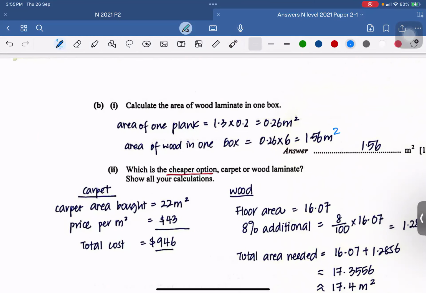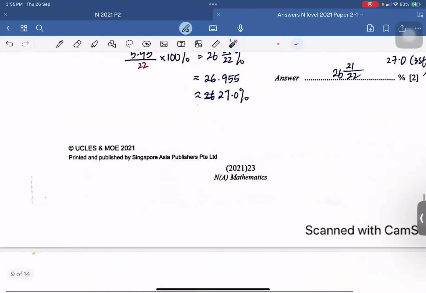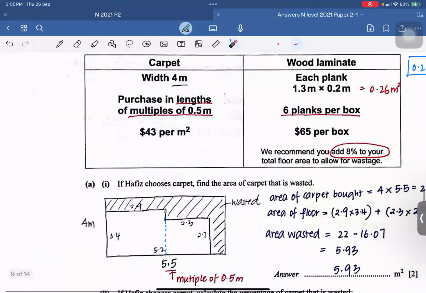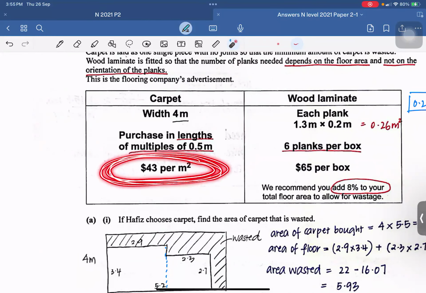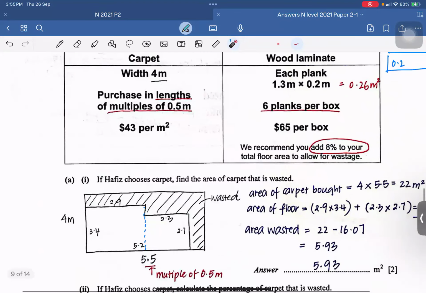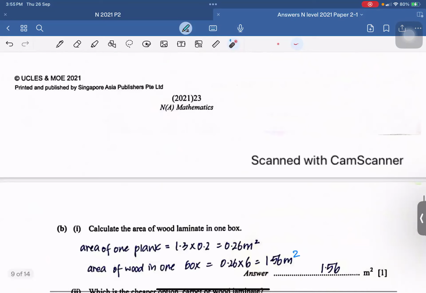Now they ask me the next part, which is the cheaper option. Where is the price? Let's take a look at our question. The price was $43 per meter square. Remember how much carpet did I buy? I bought 22. So I take the 22 and the 43, multiplying price times quantity. So that's the price for my carpet.